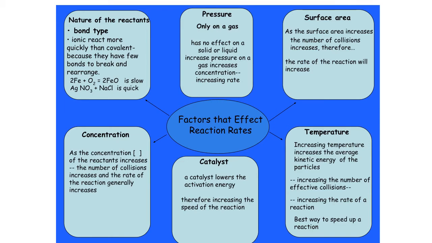All right, once we get these particles colliding, how can we get them to collide more frequently? The more we get them to collide, the faster the reaction is going to take place. So let's take a look at ways that we can get the reaction to take place faster. We can get these collisions to happen more frequently.